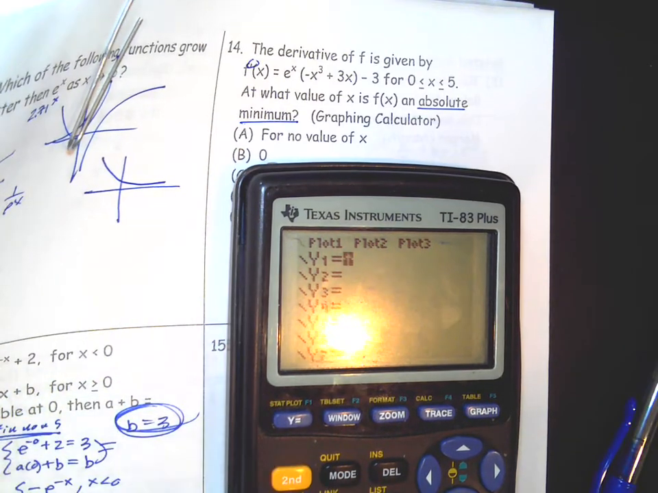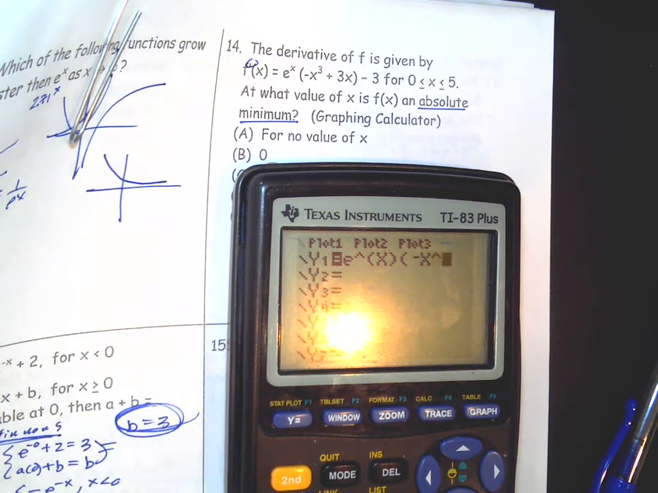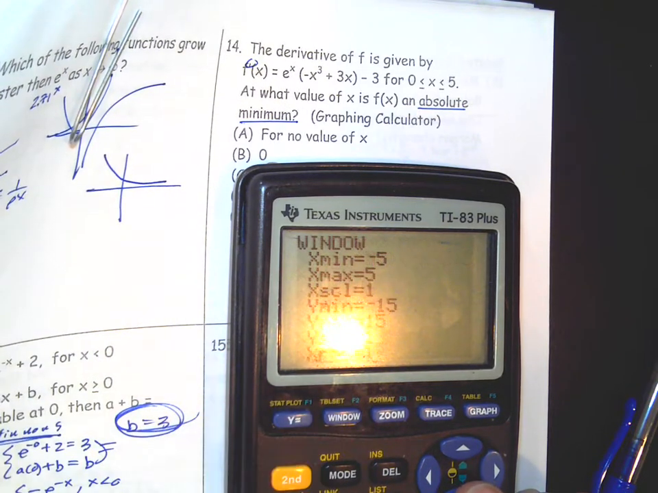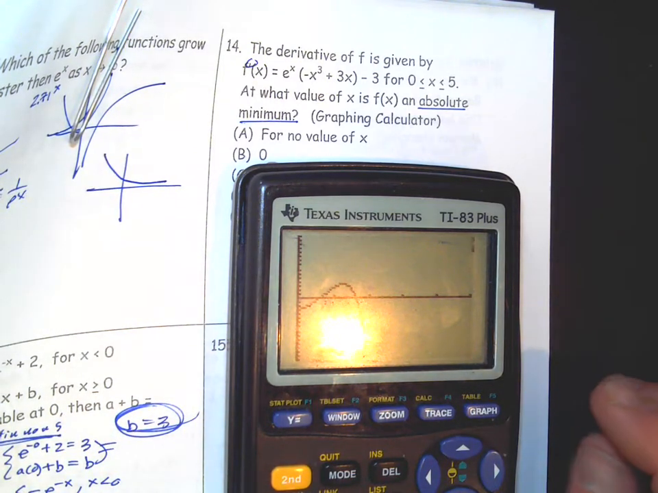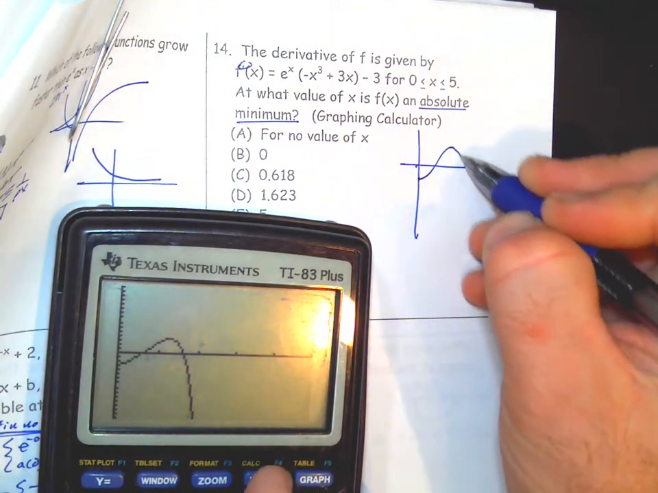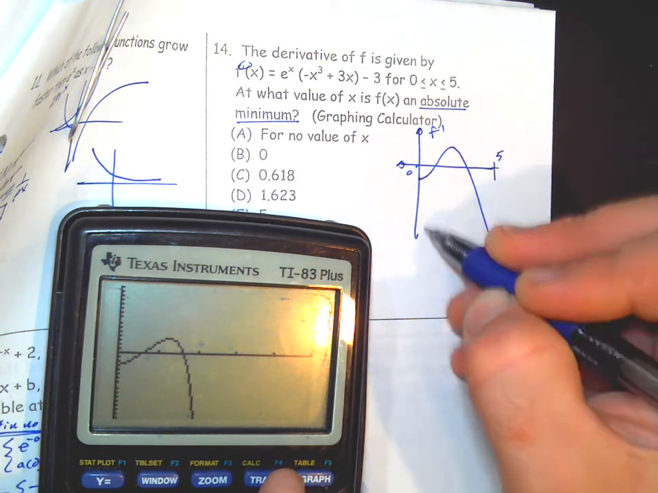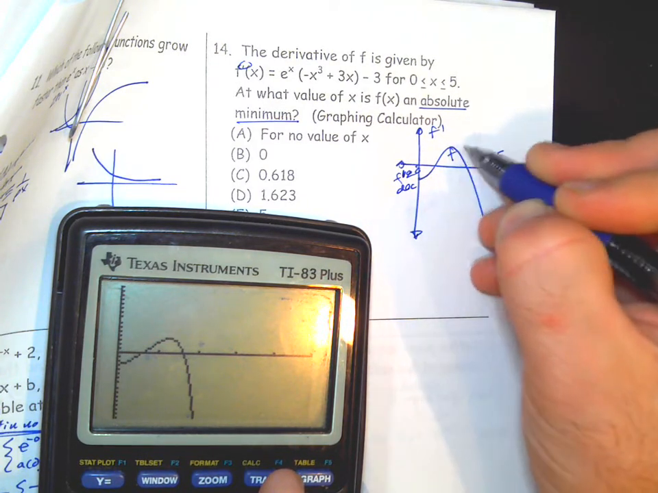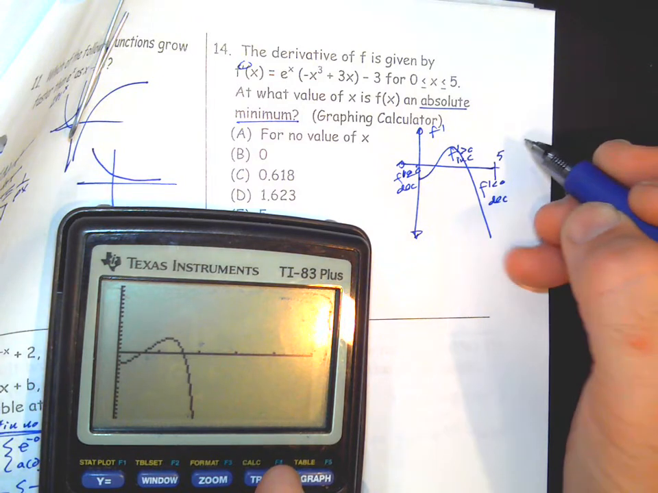I think we could probably figure it out from that. I'm going to just type this in and see what happens. E to the x, parentheses, negative x to the third, plus 3x, close, minus 3, window, 0 to 5. Let's just graph that. So this is the derivative and it just dives down here. So here, f prime is negative, it's decreasing, and then f prime is positive, it's increasing, and here f prime is negative, it's decreasing. Remember, the area in here tells you how much goes up or down.